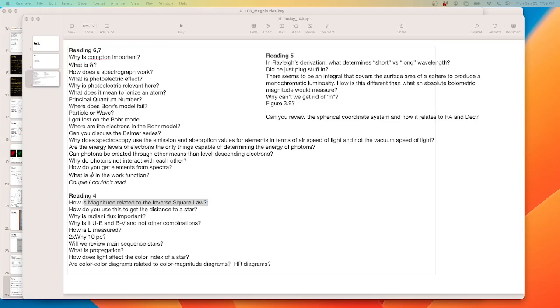So why is Compton important? Compton is important because it shows that photons can change energy.